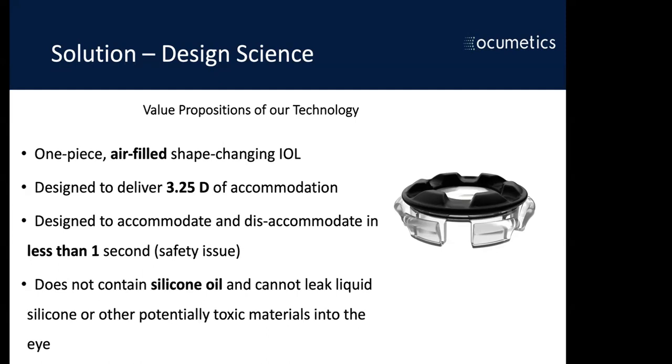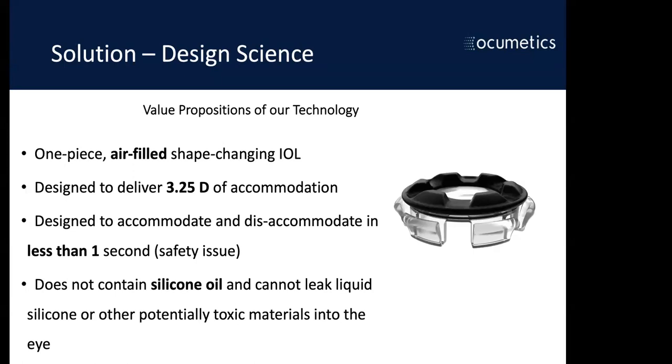We did the same thing with the accommodative lens, except we're going to give you all 3 diopters right up front. So 3.25 diopters right up front, and your eye will actually use however much it needs. So it's a lens that's designed to deliver on the clinical side 3.25 diopters. On the bench, we were able to do it all the way to 14 diopters. So this lens has a lot of breadth and depth associated with it.